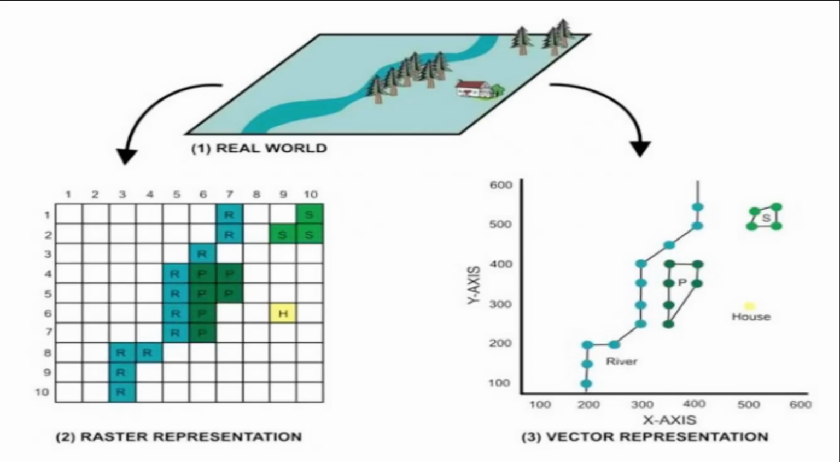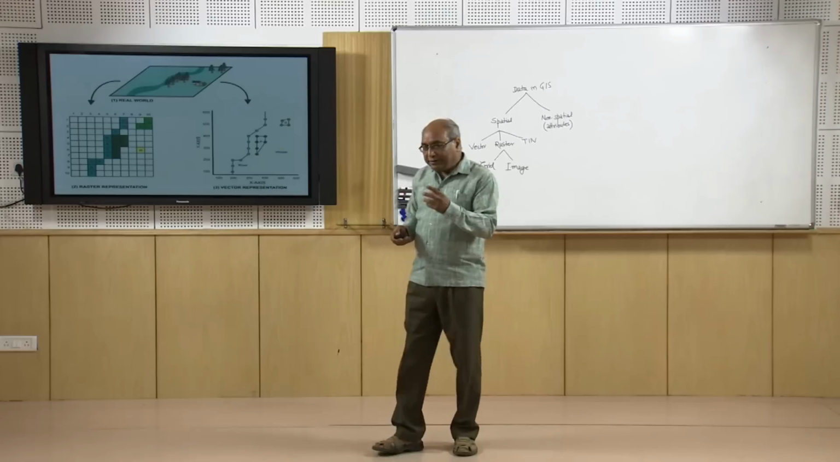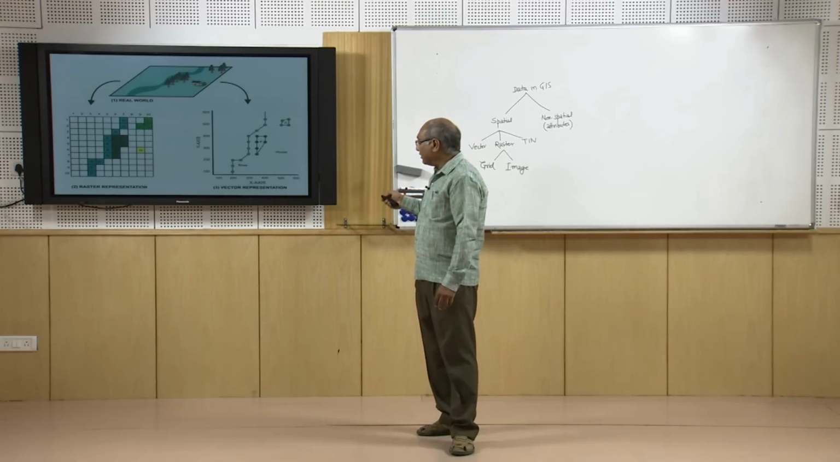And if I have to represent the same real world in raster, then the house will have this much size, 1 pixel is representing the house, few pixels are representing the forest, and then few pixels or cells are representing the stream or the river here. Now you will realize that I can increase the number of nodes in case of vector and can make my line very smooth.